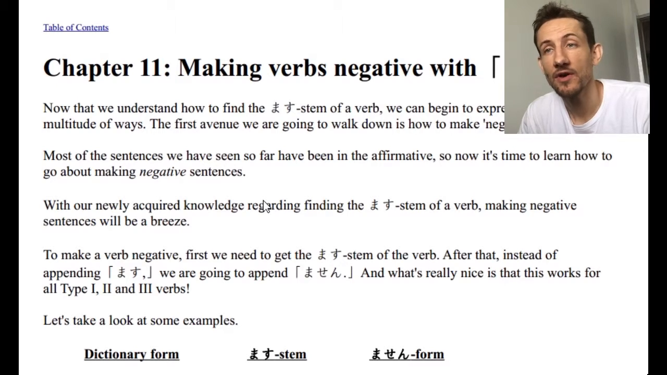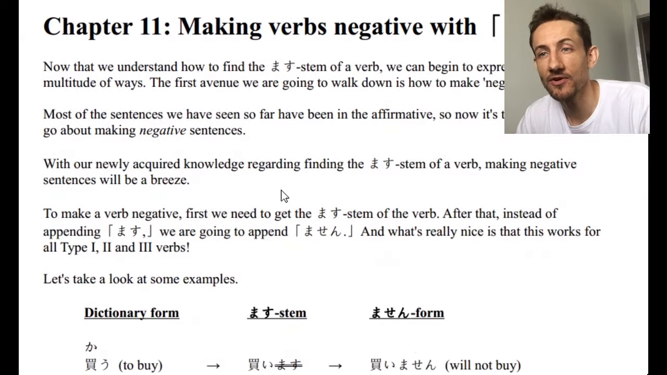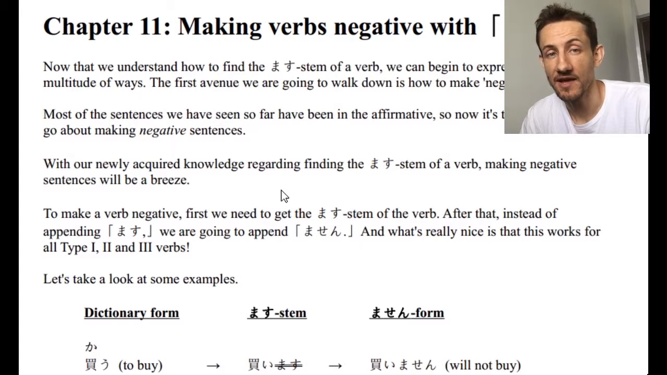Now that we know how to find the mas stem of a verb, we can begin expressing ourselves in a multitude of ways. The first thing we're going to learn is how to make verbs negative with masen. To make a verb negative, all we have to do is find the mas stem of a verb. If you've seen chapter 10, then you already know how to do that. And instead of appending mas to the stem, we're just going to append masen. That's all there is to making a verb negative in Japanese. And this works the same for type 1, type 2, and type 3 verbs.